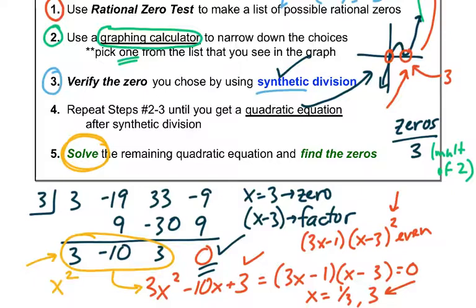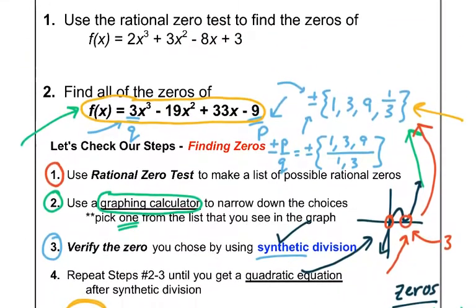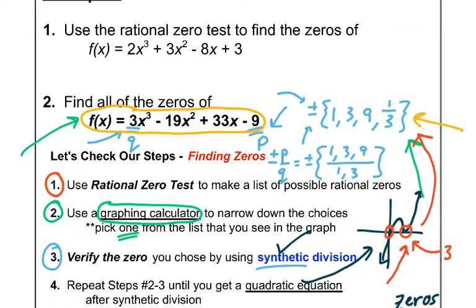And the other one came over here of 1/3. So 3 has a multiplicity of 2, and 1/3 has a multiplicity of 1. So we have 3 total. And that's how we found it. Were we given anything to start with? No. So you make your list here. And let's check and see.